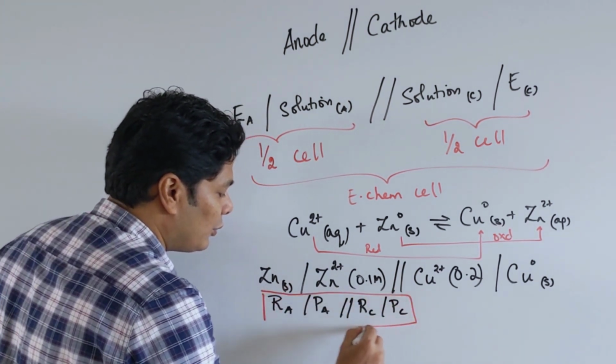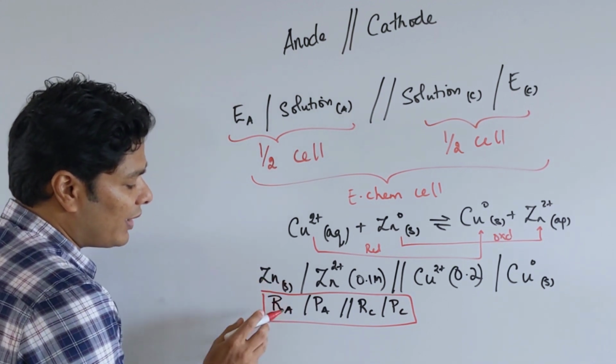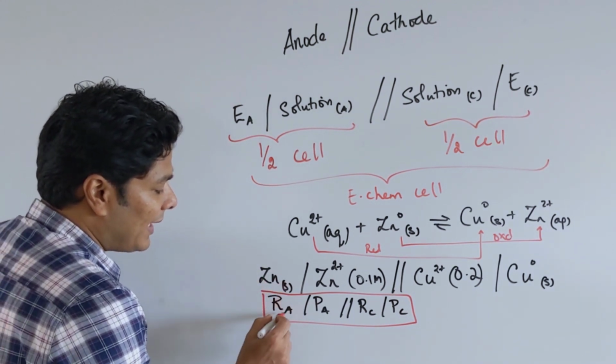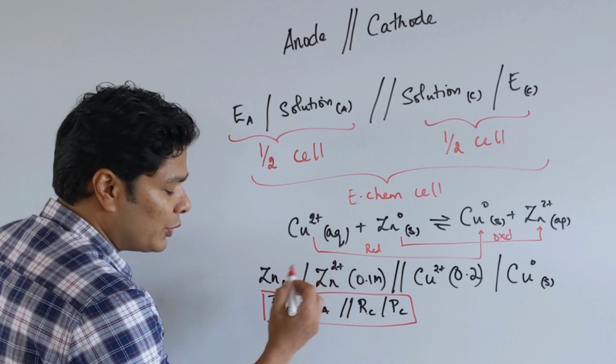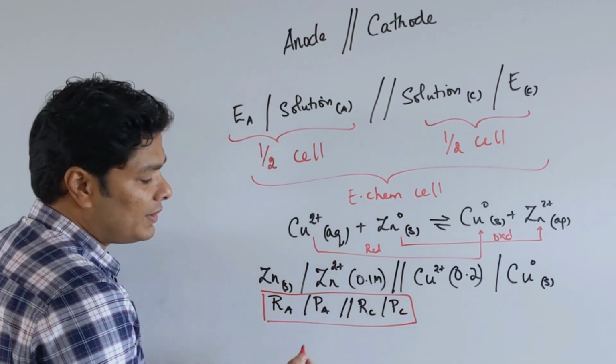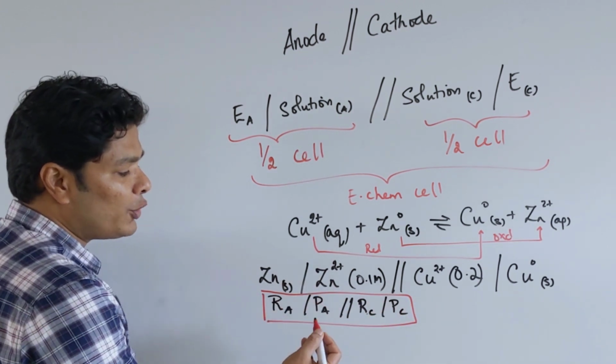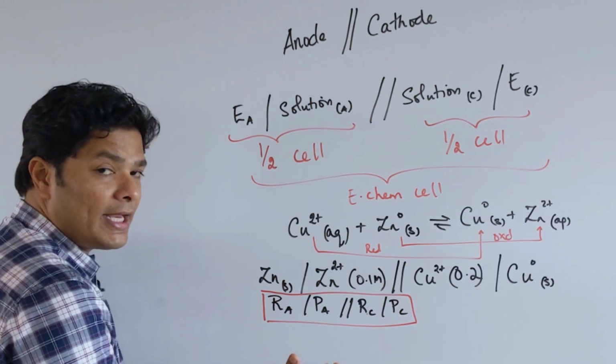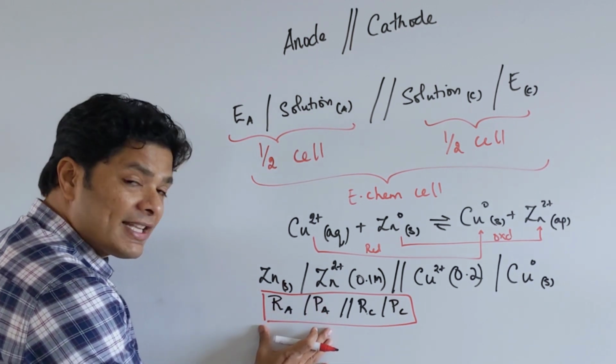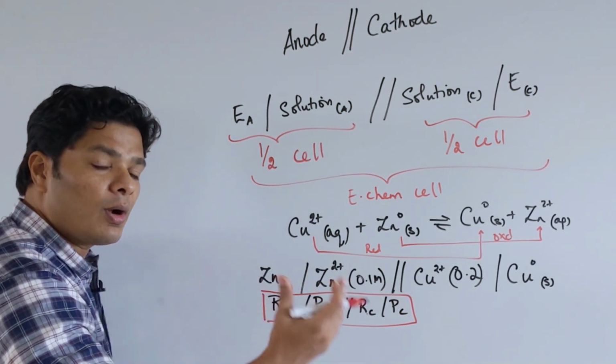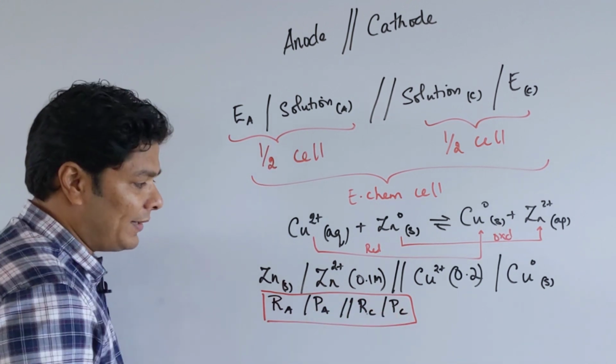You want to be able to remember this. That way if I give you a cell notation, the reaction is always between the reactants to give you the corresponding products. This is how a cell notation works, and this is by IUPAC, so you cannot change it. Again, the left side is always an anode, whereas in your diagram when you draw, it can be a left side or a right side.